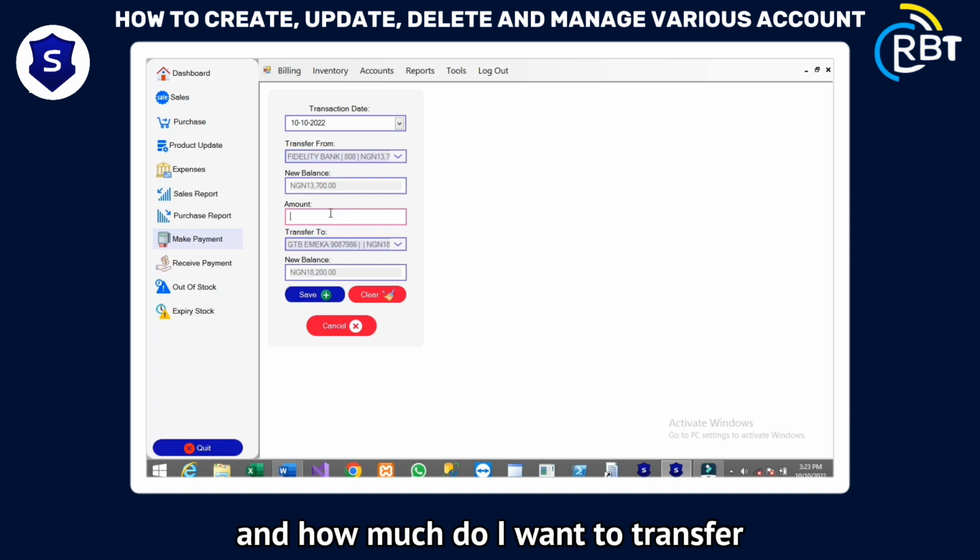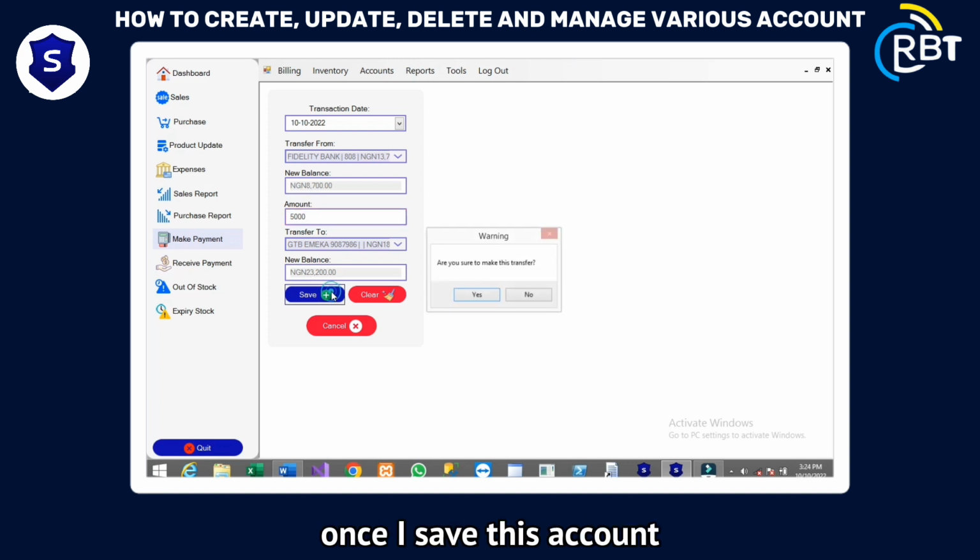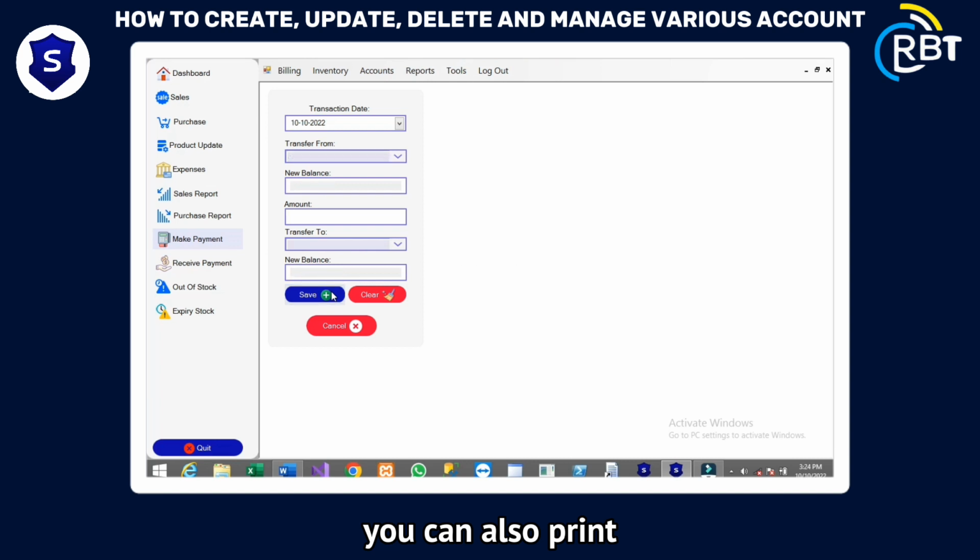And how much do I want to transfer? I want to transfer 5,000 now. It's just simple. You can see immediately I type 5,000, it has reduced. So my new balance here will now be 8,700, to credit this my GTB, which will now remain 23,200. Once I save this, you can also print a receipt to show that you have done that.